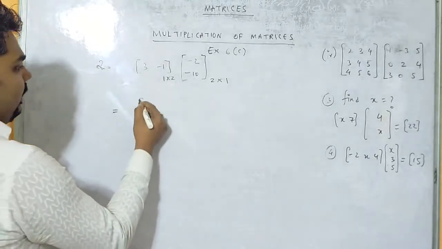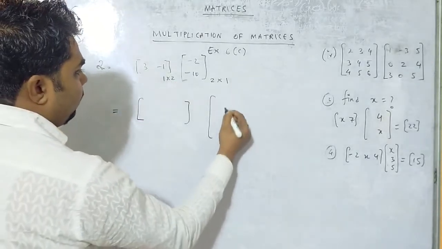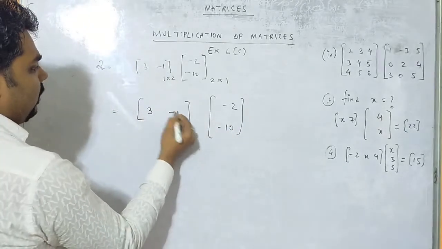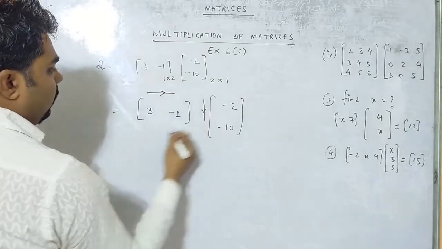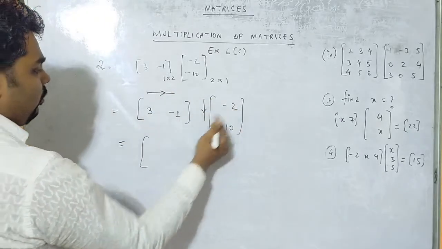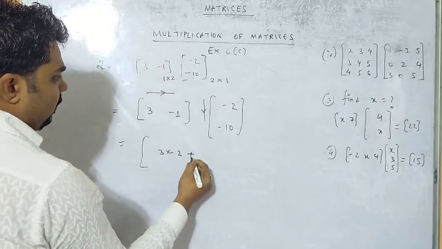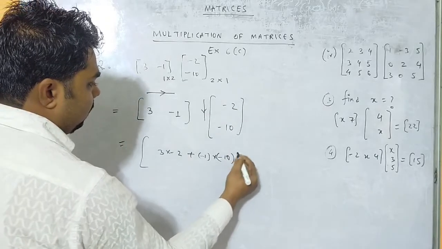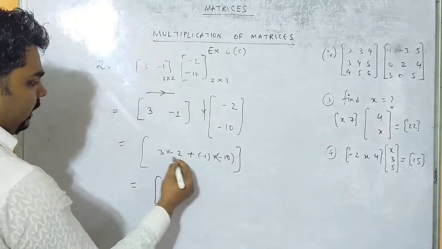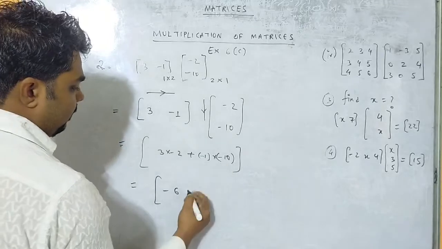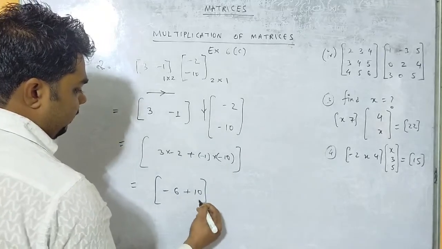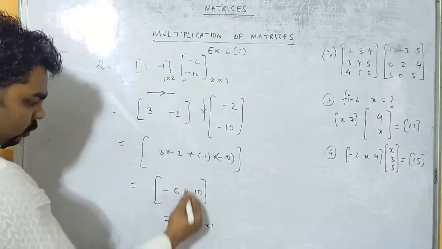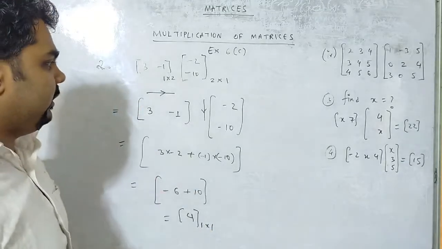So we will apply again the same row and column method. Here we have 3 and here minus 1, right? Row and column. So when you are multiplying, 3 into minus 2 plus minus 1 into minus 10. Okay, so here you will get minus 6 plus 10, that is 10 minus 6, that is 4. You see, that is row 1 and column 1, that means only 1 row and 1 column. So this is our resultant answer.